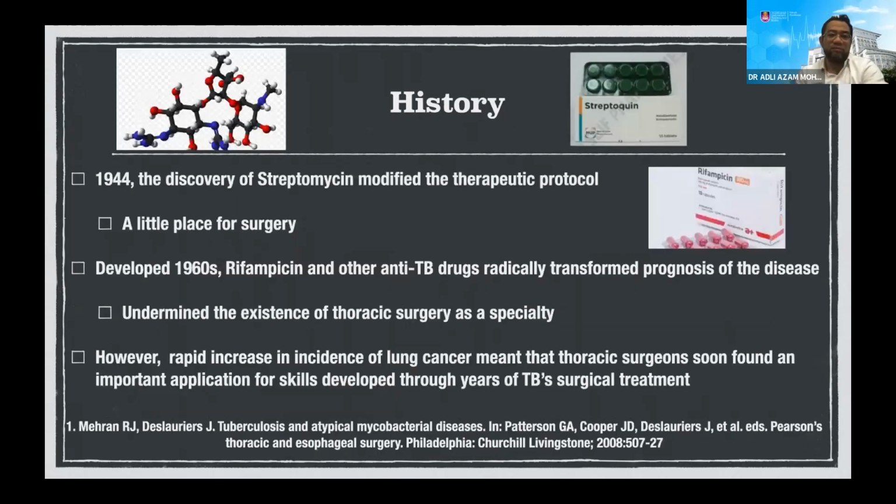Of course, in history, back in 1944, the discovery of streptomycin modified the therapeutic protocol, and at that time there was very little place for surgery. Developed in the 1960s, rifampicin and other anti-TB drugs radically transformed the prognosis of the disease. This undermined the existence of thoracic surgery as a specialty. However, throughout the years, the rapid increase in the incidence of lung cancer meant that thoracic surgeons soon found an important application for the skills developed through years of TB surgical treatment.